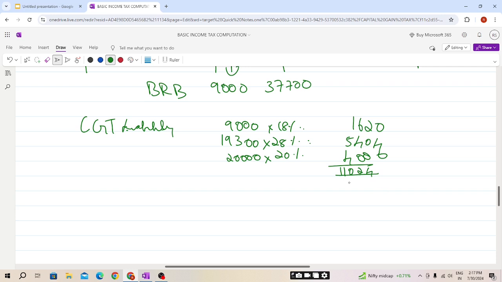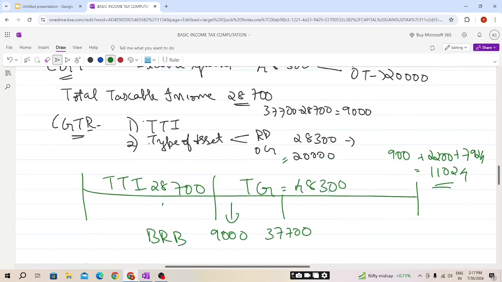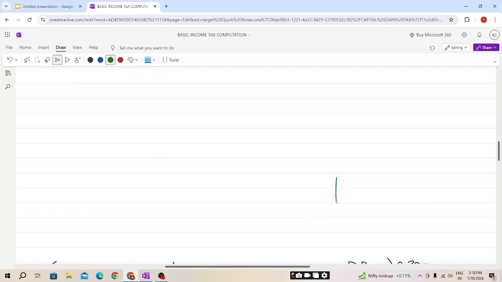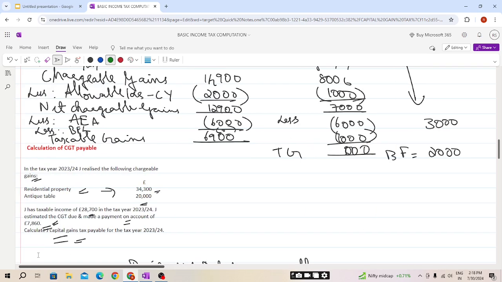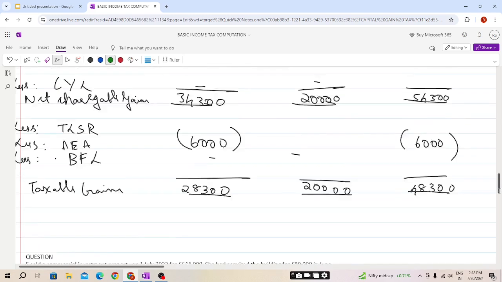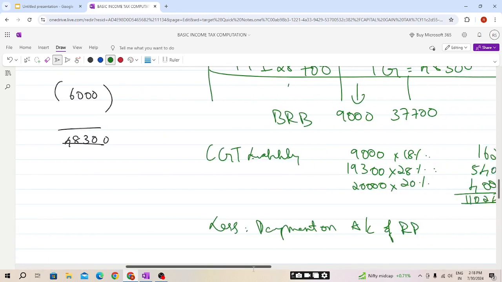So now the CGT liability is less the payment on account of residential property, which is given in the question as 7,860, students. It is 7,860.